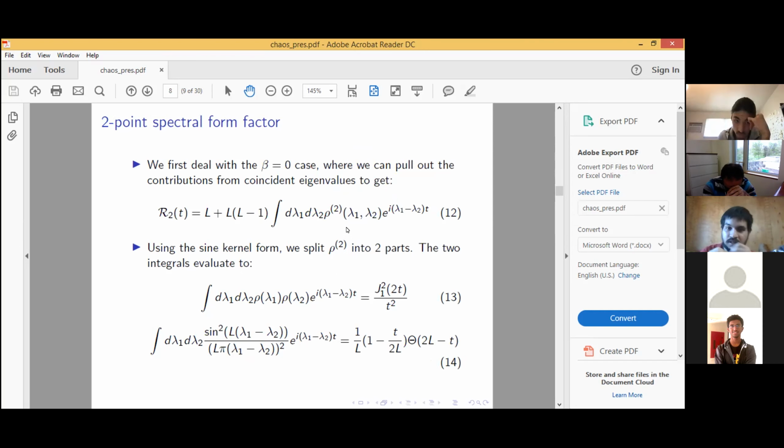Since we are working in the large L limit, we can use the sine kernel form to split rho 2 into the two parts that we had. The two integrals evaluate respectively to J1 squared of 2t divided by t squared, and the sine kernel integral evaluates to 1 by L times (1 minus t by 2L) times theta of (2L minus t), where theta is the Heaviside step function.